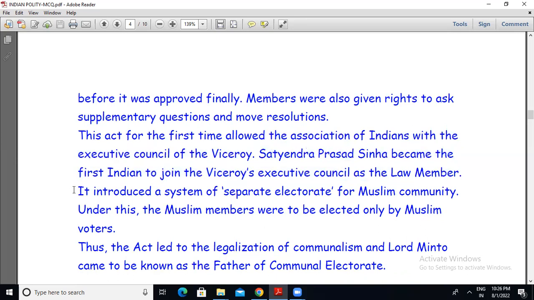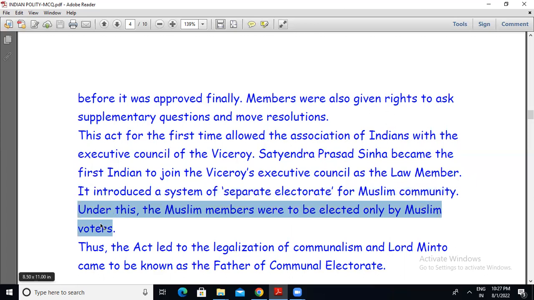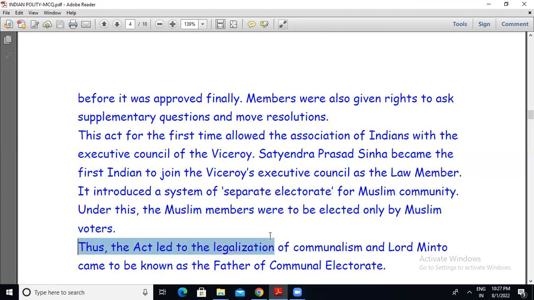It introduced the system of separate electorate for the Muslim community. A question may be asked: which was the first act to introduce separate electorate? The answer will be the 1909 Act, that is the Morley Minto reforms. Under this, Muslim members were to be elected only by Muslim voters.